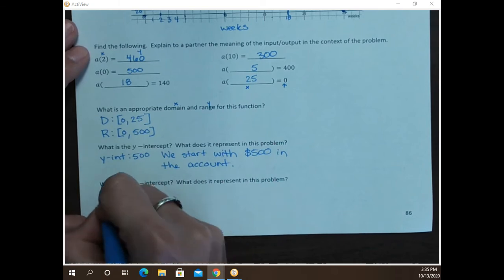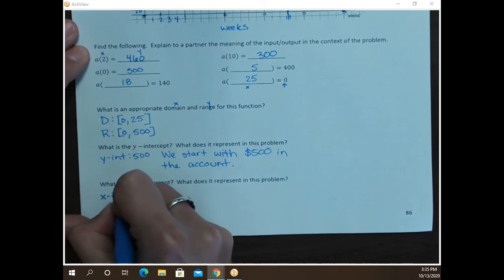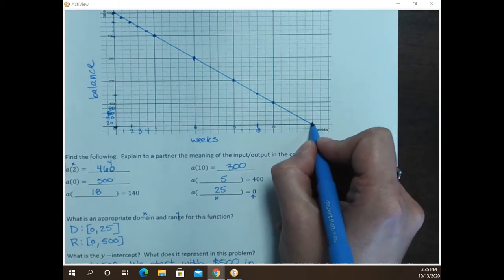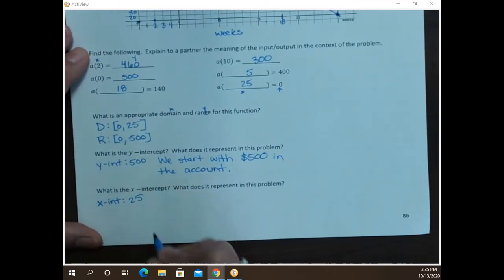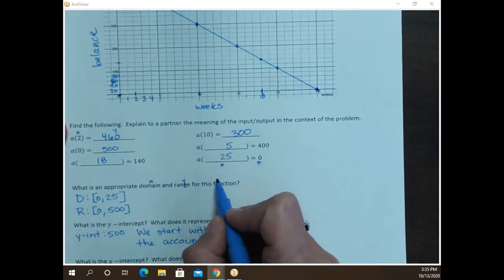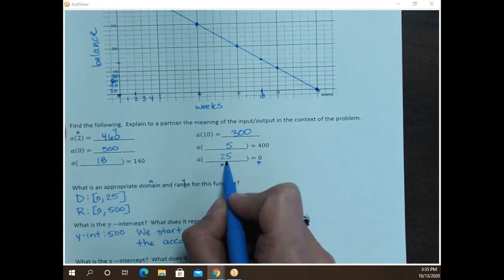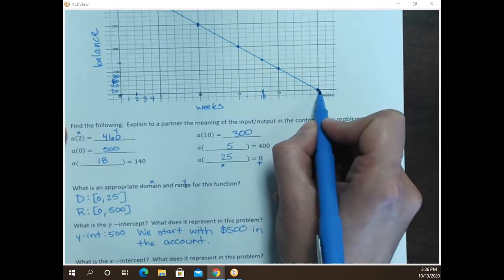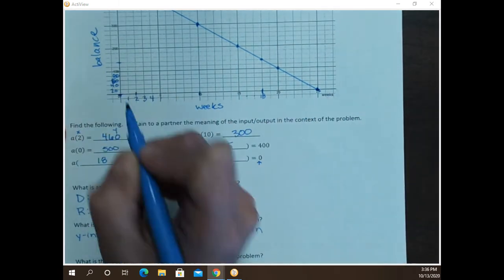Our x-intercept will be when the graph crosses the x-axis. So that would be here where we touch the x-axis. So that's 25. Again, we also saw that in our function notation here. The x-intercept happens when y is 0. So y is 0 when x is 25. For the context of this problem, that 25 would be the number of weeks that it takes to reduce our balance to 0.